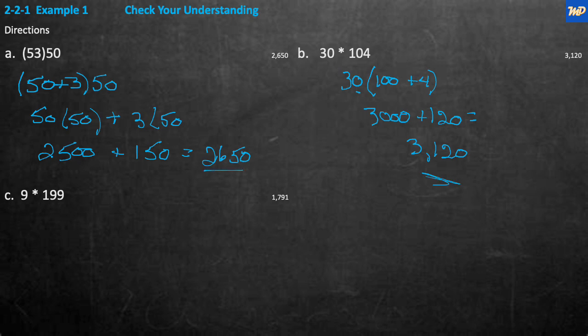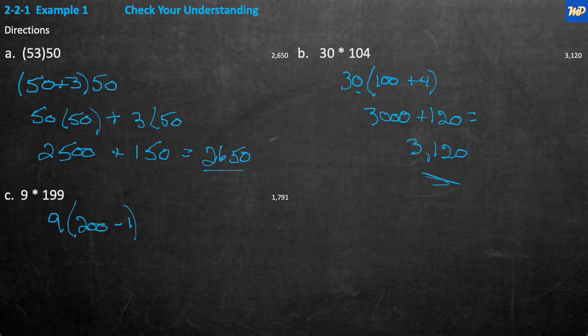Now, C, 9 times 199. Well, this is going to be a little bit different. We're going to play a little different mix-up game on this. I'm going to say we're going to multiply this to 9 times 200, because that's an easy number to multiply 9 times. And we had to add 1 to get to 200, so we're going to have to subtract 1 to get back to the 199, so minus 1.